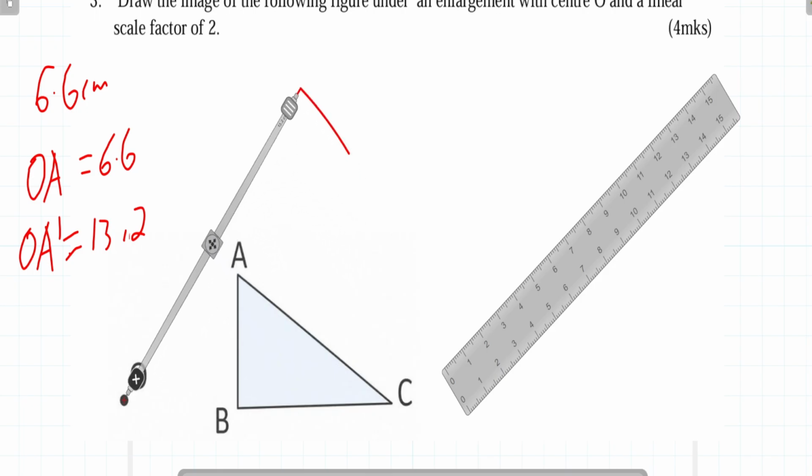So 13.2 somewhere there. So let's use a ruler, and then we bring that, we must use the ruler. You can just put a straight line from this, from here going like this, so it will meet them here. So this is where our A prime will be for the image, and the same thing goes with this one.